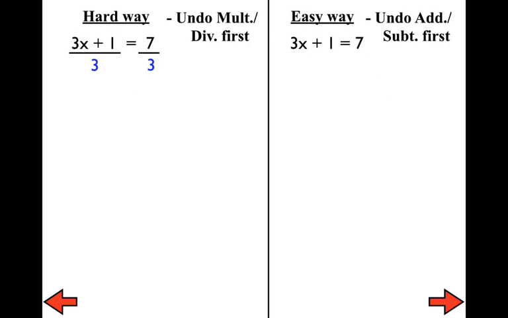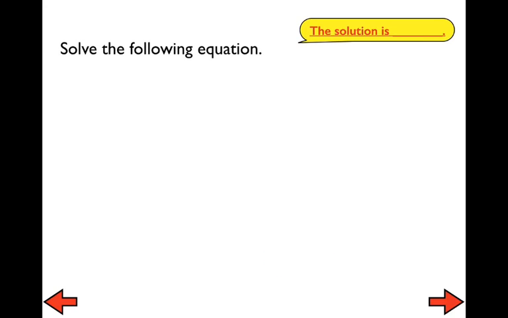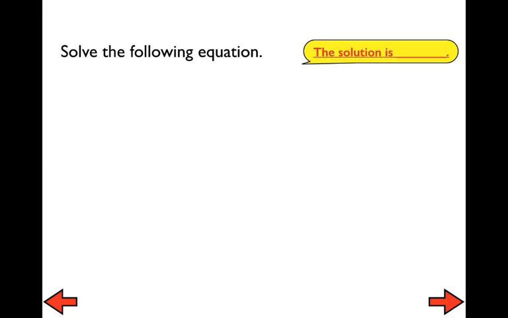And remember, we're solving two-step equations because it takes 2 steps to solve each of these equations. And the idea is we're trying to get the variable by itself on one side, and then we need to add or subtract first, and we talked about that yesterday.